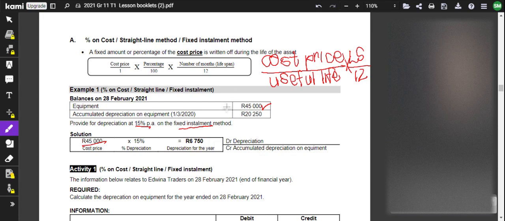We were not given any information that this equipment had only been brought into use or only been purchased during this year. So we had it from last year's financial year, so we don't need to apportion by having the lifespan over 12. We can just take the cost price multiplied by the percentage, and that will give you your depreciation for the year. And now, if you had to account for it and have journal entries done, you would have to debit depreciation and credit accumulated depreciation on equipment. Both would have 6,750 as their amounts.